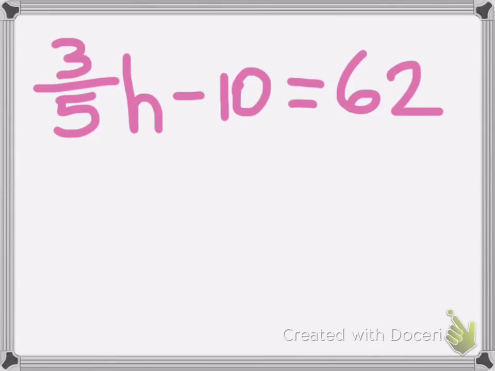If I were to solve this, again, I look on the side with the variable. I'm going to cancel out the 10 first because the 3/5 is right next to the h, so that's directly with the variable. I want to cancel out what's not directly with the variable.